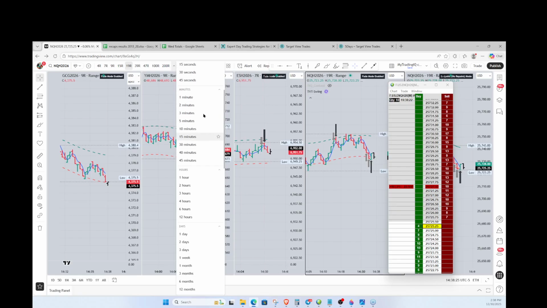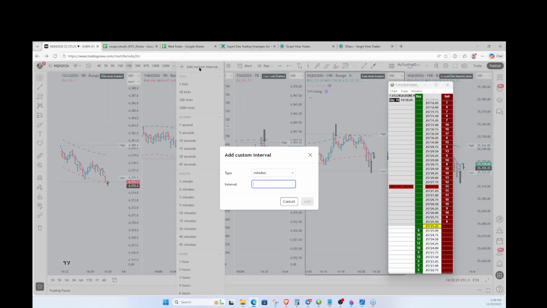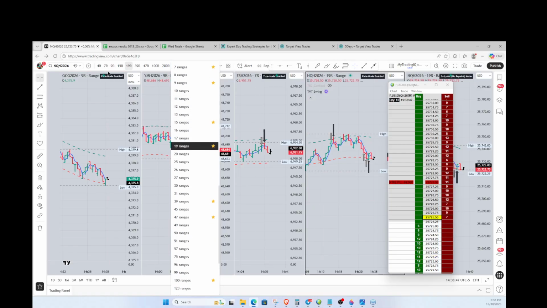Now if you don't have custom ranges and you are Essential or better, you just do add custom interval. I don't think I have a 13 range, do I? So go to 13 and then click range and hit add. And so it added a 13 range right here. And if I want it to show up here, all I have to do is check that little star and it puts it up there. That's how you do that, Chris.